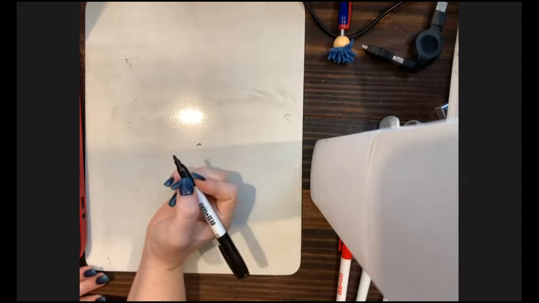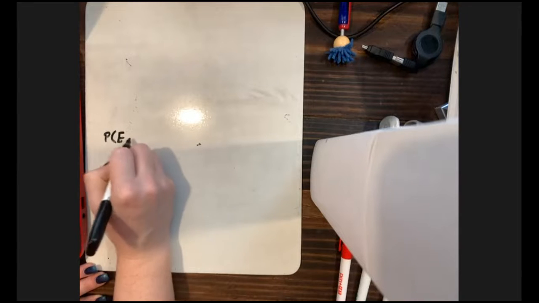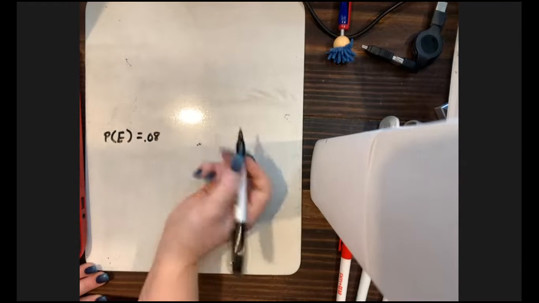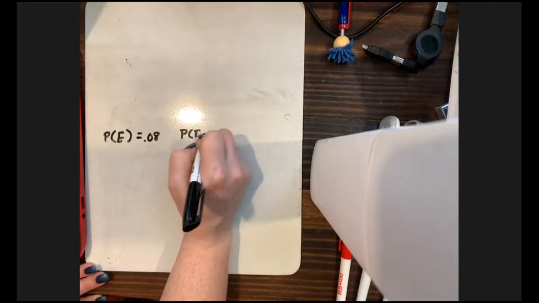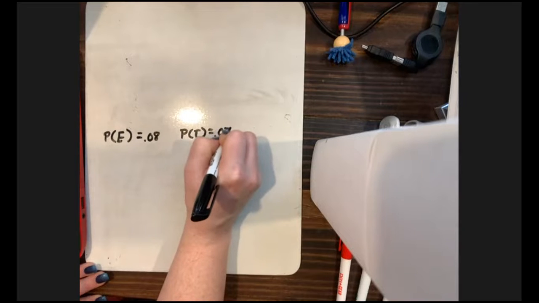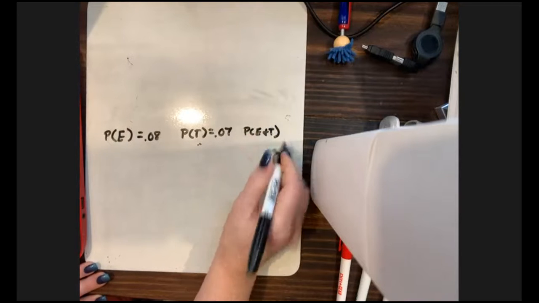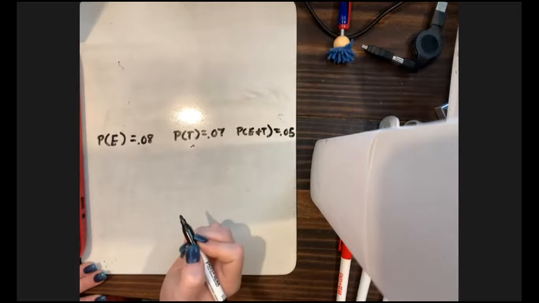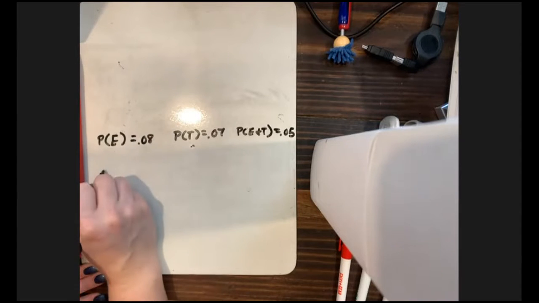So now, let's take a look at the next one. It says, let E be the event that a car needs engine work while under warranty, and that is 0.08. Let T be the event that it needs transmission work under warranty, and then we have the probability of E and T, so it needs engine and transmission work, and this is 0.05. It asks, find the probability the car needs either engine, transmission, or both. So that's just an or statement.